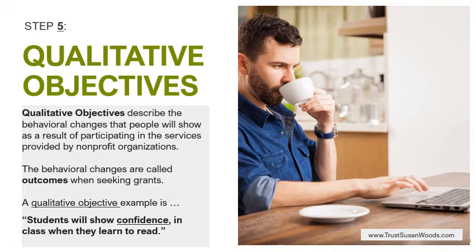They want to be sure that they are giving money to an organization that is going to create behavioral changes, behavioral improvements. So, in this example, this is for a nonprofit organization that provides reading classes for students. So this qualitative objective is students will show confidence. That's a behavior in class when they learn to read, as opposed to not exhibiting confidence because they can't read.